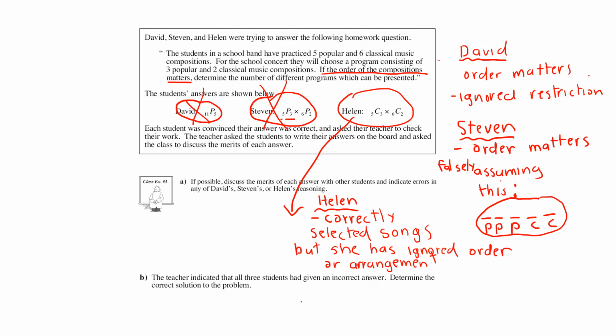Like Helen did, we take 5 choose 3. That is going to be the popular. And then we multiply it, as she did, by 6 choose 2 to get the classical ones. And then finally, now that we've selected them, we multiply by 5 factorial.